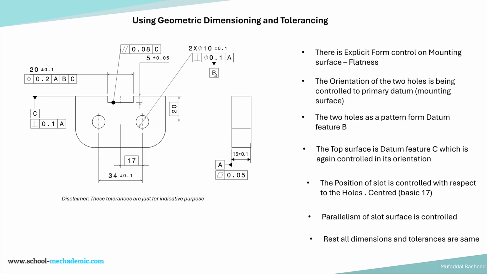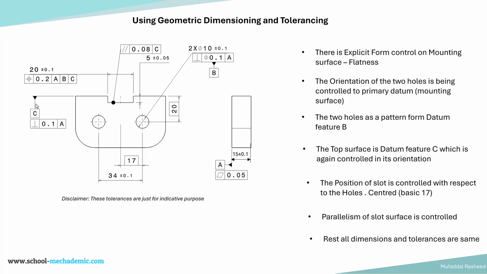So this is datum feature B. Datum feature B is a set of two holes, which are individual features of size. Now let's have a look at datum feature C. Datum feature C is the top surface.